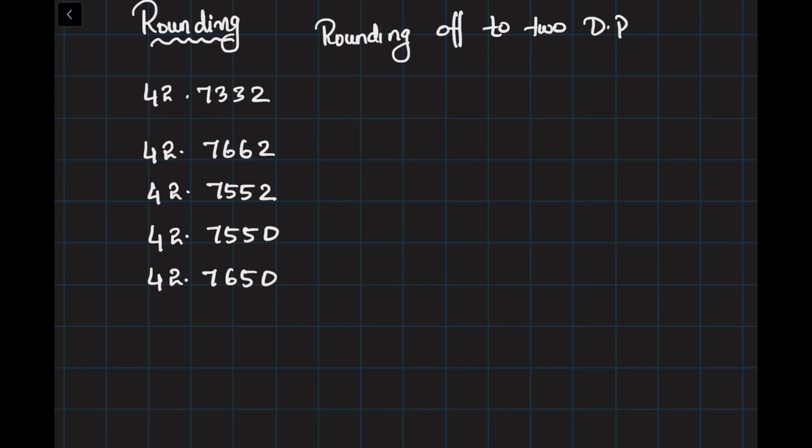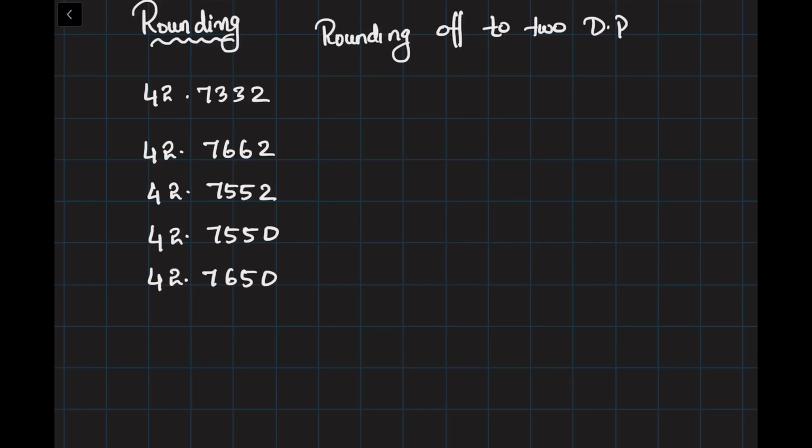So next is rounding. In rounding, there are 2 ways the question can be asked. The first method is round off to a specific number of decimal places, or round off to a specific number of significant figures. Here, let's first look at rounding off to 2 decimal places for the numbers given. The given number is 42.7332, which we have to round off to 2 decimal places, meaning the answer should have only 2 decimal places after the decimal point.